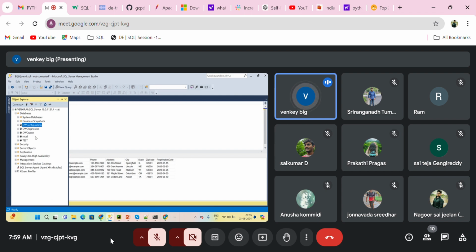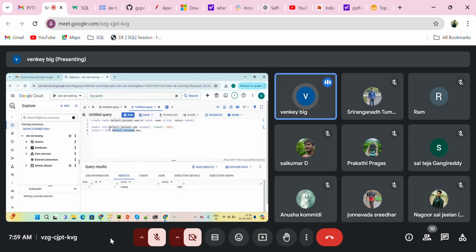We created it using create database. Similarly, in BigQuery, we have a concept called data set. Under the data set, you will be having tables. Be very clear. In BigQuery, the root structure is data set. Under the data set, you will be having tables. So data set is similar to the schema in SQL Server, or database in SQL Server.